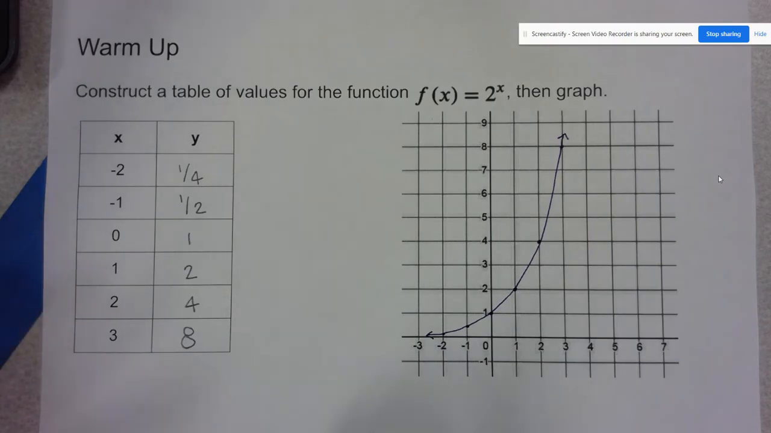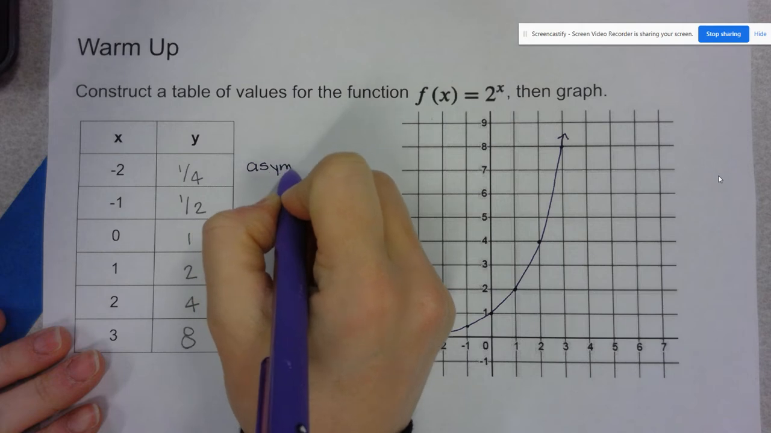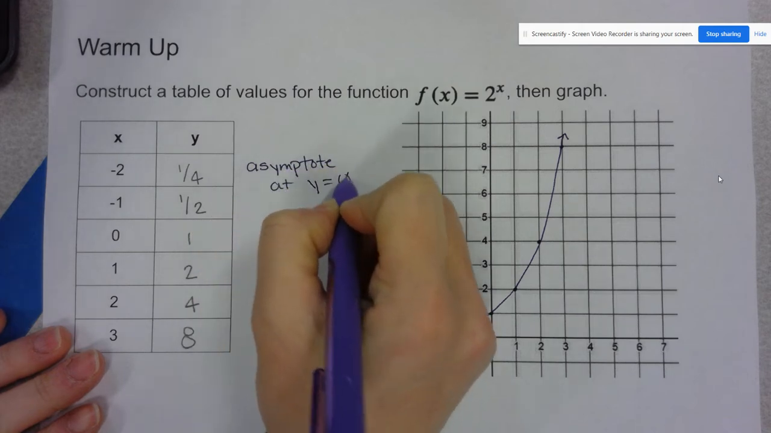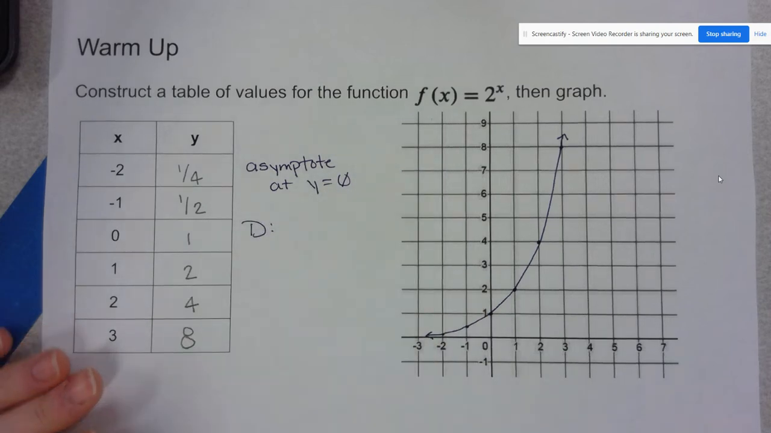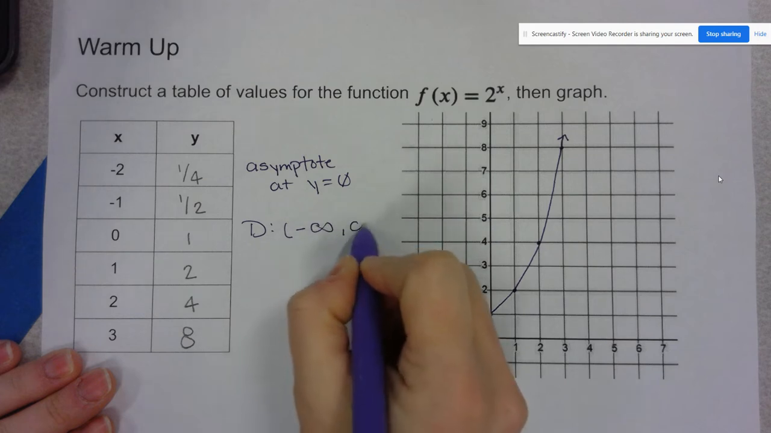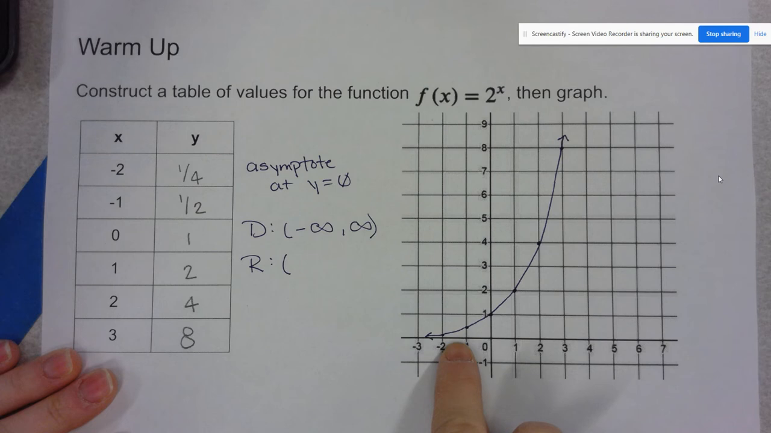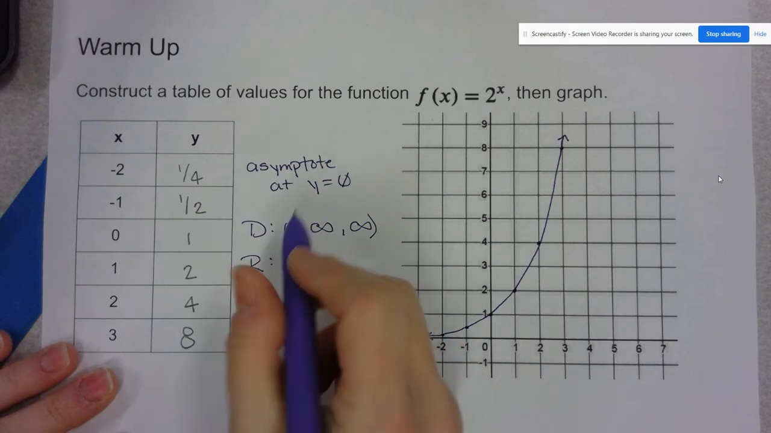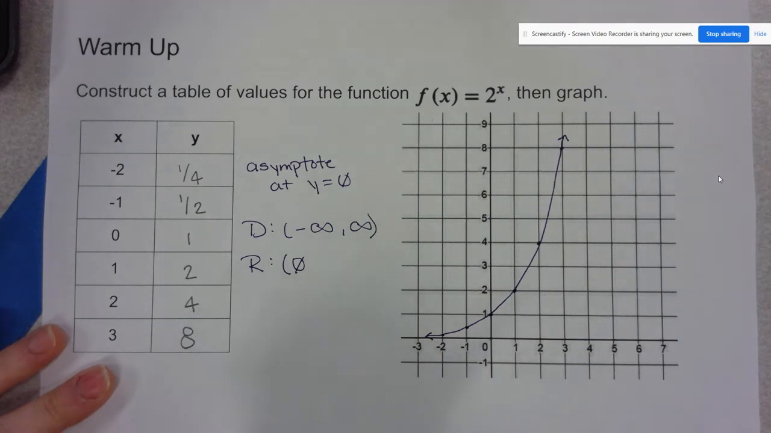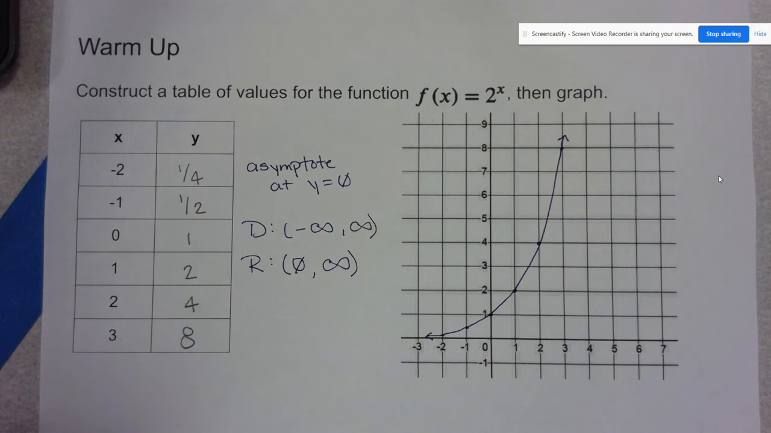So this is a growth function. We have an asymptote at y equals 0. My domain is going to be all possible x values. Everything is valid. And my range will be not equal to 0, but 0 is the closest we're ever going to get to. We're just never going to get there because of that asymptote. So my range would be from 0 to infinity.